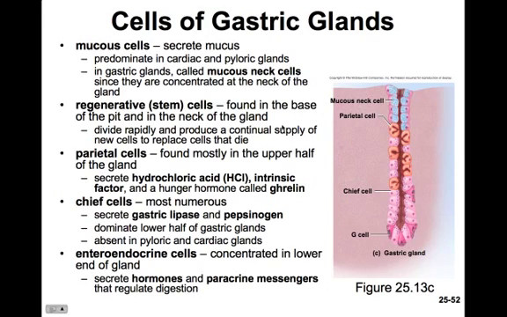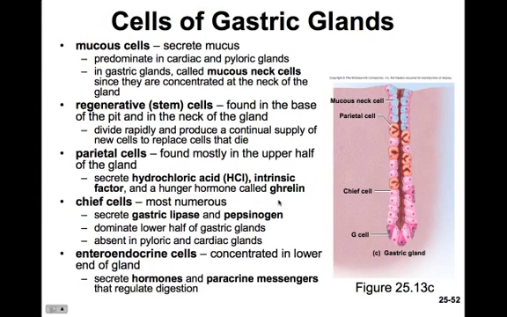We'll also see regenerative stem cells. They're found at the base of the pit and in the neck of the gland. They can divide rapidly and produce a continual supply of new cells to replace the cells of the gastric glands, pyloric glands, or cardiac glands that die.